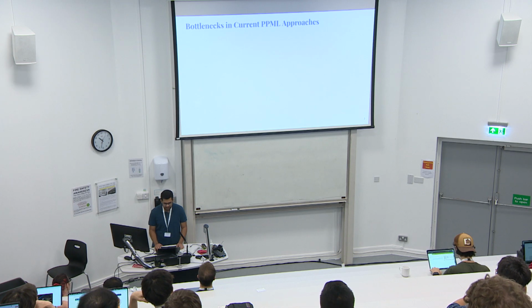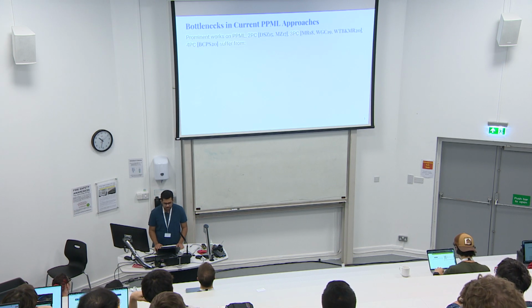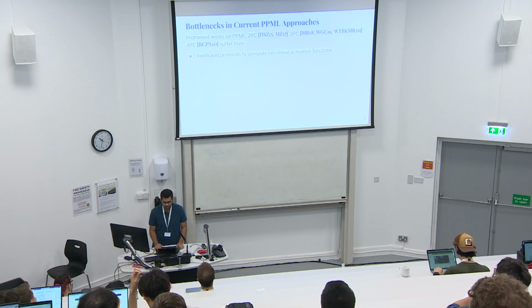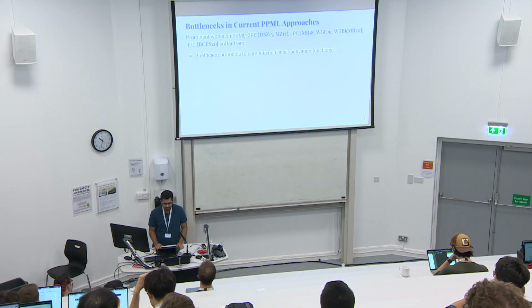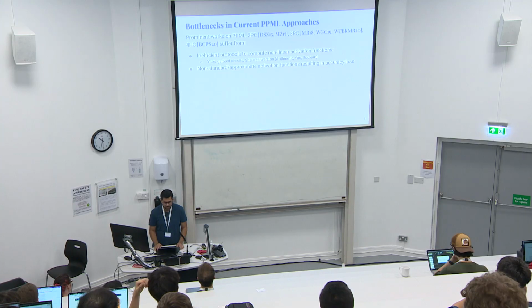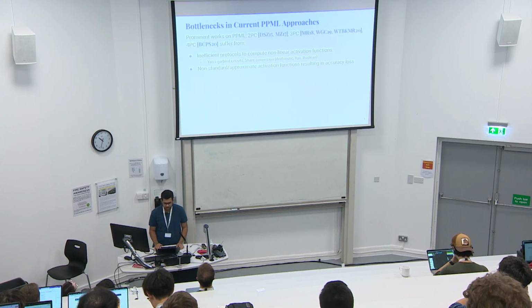So what are the bottlenecks in current privacy-preserving machine learning approaches that we have? Here are some of the prominent works that present 2PC, 3PC, and 4PC works, but they suffer from two common problems. The first one is that they use inefficient protocols to compute nonlinear activation functions during training. And the second problem is that often they use some non-standard or approximate functions because computing the actual functions could be hard, which results in accuracy loss.